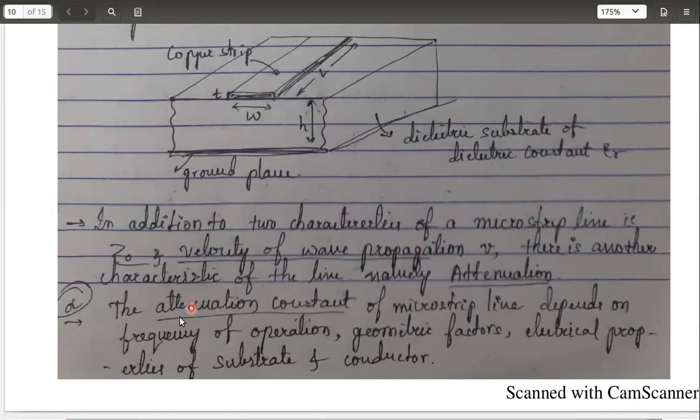So alpha can be dependent on the frequency of operation, that is, at which frequency you are transmitting the signal. Then geometric factors: width, thickness, length, height, all these parameters, and even electrical properties of the substrate, how a substrate behaves. Then the conductor, the strip that you use, so the conductivity, resistivity of the conductor, all these matter. So the attenuation constant depends on all these factors.